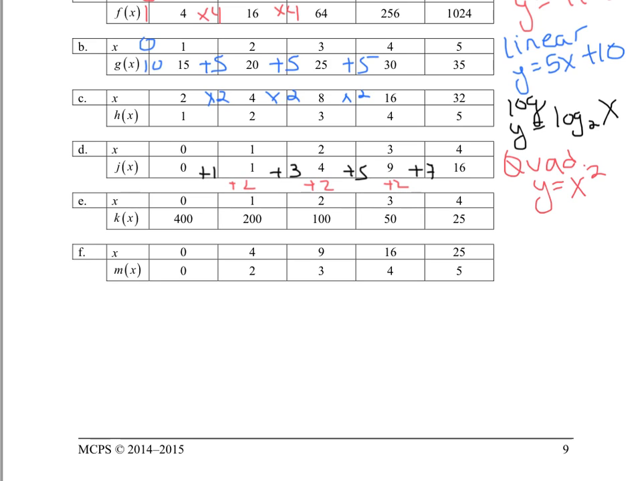Now for e, each y value here is times a half. So again, this is exponential, where the b is 1/2, and they give us the a value right here, it's 400. And lastly, for f, if we look at the pattern, notice that the square root of every x results in the y value. Square root of 4 is 2, square root of 9 is 3, square root of 16 is 4. So for f, it is a radical.